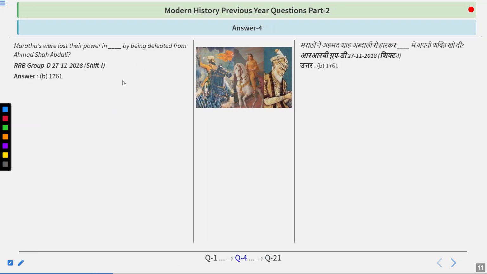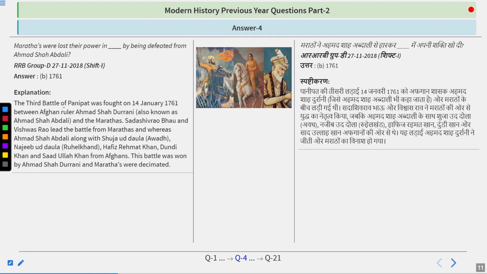The answer is 1761. So the third battle of Panipat was fought on 14 January 1761 between Afghan ruler Ahmad Shah Durrani and the Marathas. Sadashiv Rao Bhau and Vishwas Rao led the battles from the Marathas, whereas Ahmad Shah Abdali along with Shuja ud Daula, Najib ud Daula, Hafiz Rahmat Khan, Dundi Khan and Saadullah Khan fought from the Afghan side. This battle was won by Ahmad Shah Durrani and the Marathas were decimated. So remember, the answer is 1761.